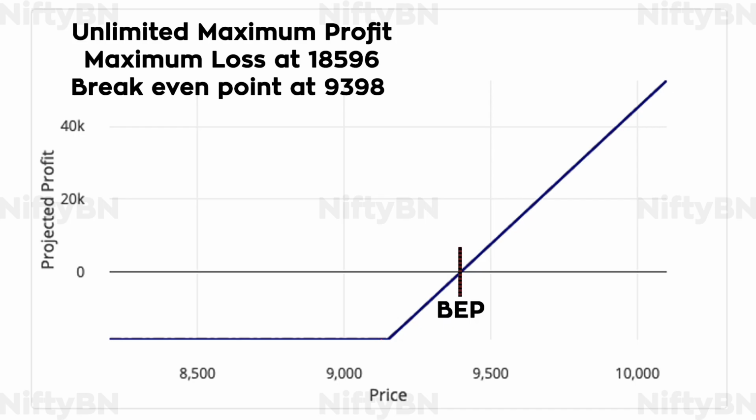Let's look at the payoff graph for a long call option. For example, Nifty May 9150 call. It shows that the option in question at expiration has an unlimited profit potential, a limited rupees 18,596 loss potential, and a break-even point at 9398.